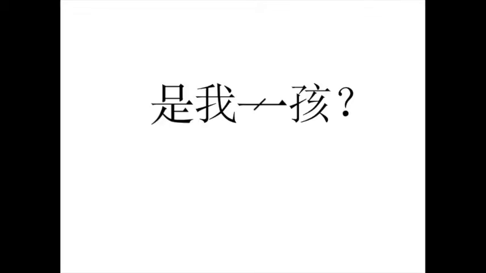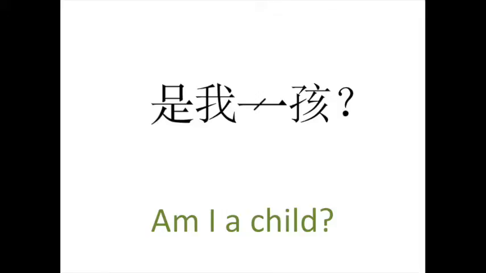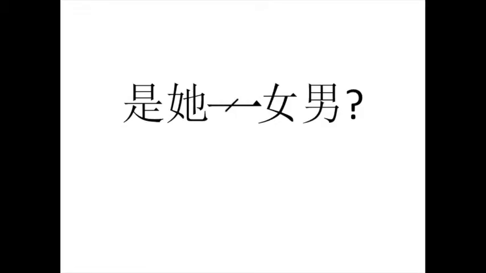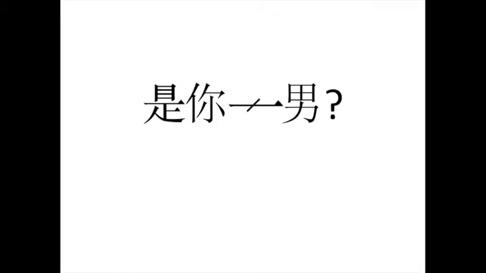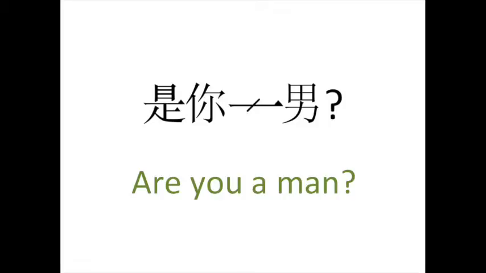Okay, great. So those are all the characters we're learning today, but we're going to run through some sentences now. This sentence is the first one. What does it say? Am I a child? This is the next sentence. Is she a woman? Here's the next sentence. What does it mean? Are you a man?